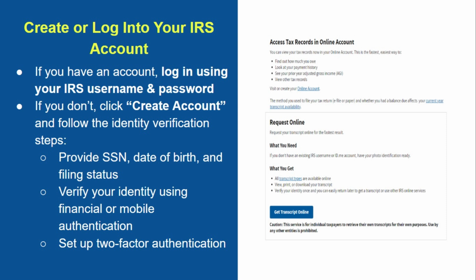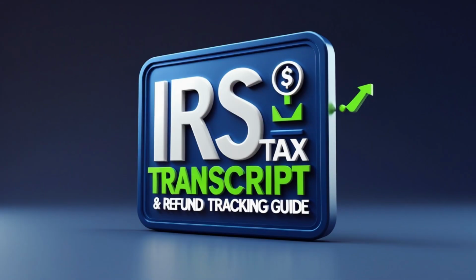Exactly. All right, so I'm logged in. I found that Get Transcript Online section. Yes. I've selected the tax account transcript. I'm looking at it, but it still seems like a lot of numbers and codes. Yeah, and this is where those transaction codes really come into play. They're like little clues sprinkled throughout your transcript. And once you understand what they mean, they paint a really clear picture of what's happening with your return.